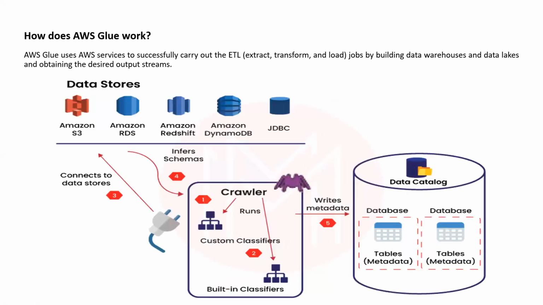Next, how does AWS Glue work? Mostly AWS Glue carries out ETL jobs by building data warehouses and data lakes and obtaining the desired output streams. If you look here, what were the data stores? Amazon S3, Amazon RDS, Amazon Redshift, Amazon DynamoDB, JDBC. Those are the data stores, but I'm using only Amazon S3, and we can connect to those data stores through the crawler. The crawler will run through the folders of the data, specify the information tables, build up your columns, and then write that metadata of your data source into a data catalog, which is like a database with the table names.